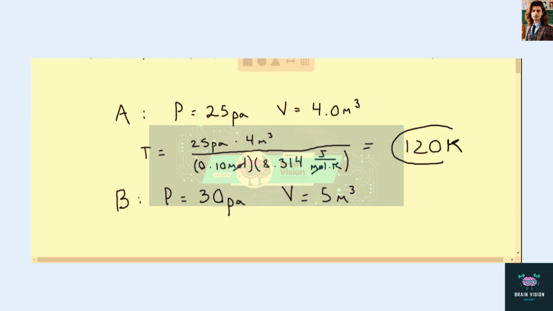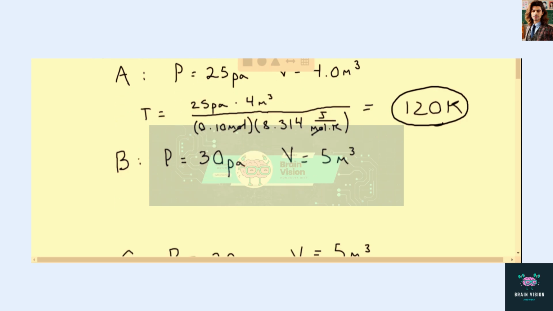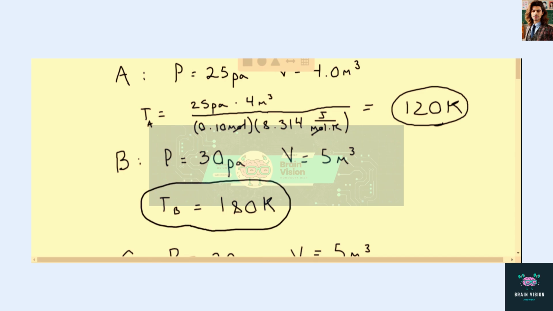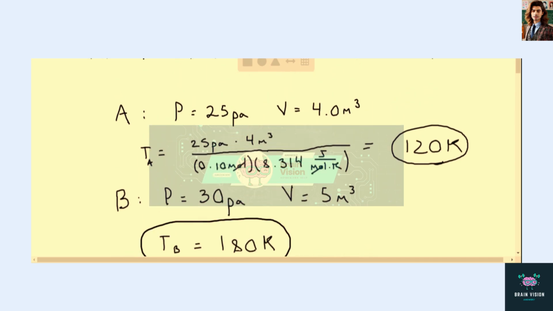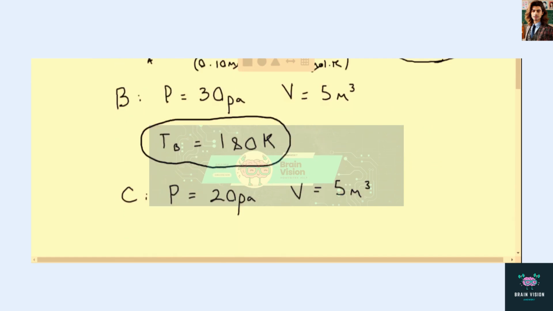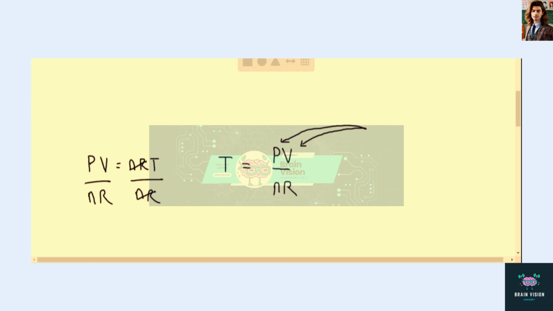And so all these other examples here for B, C, and D will be identical to this one. So if we calculate it for B, doing the exact same thing, we will get that the temperature for B is 180 Kelvin. And let's see if that makes sense. So we went up to a higher pressure and a higher volume than the last example. And based on our equation over here, if P and V were both to go up, then our temperature would also go up.